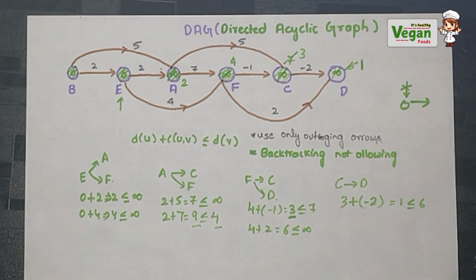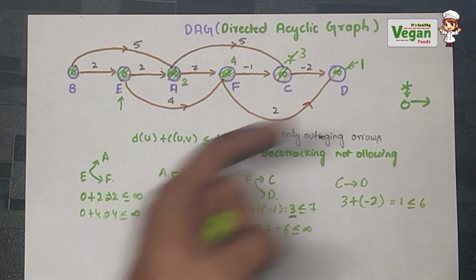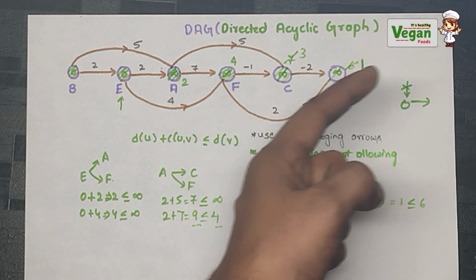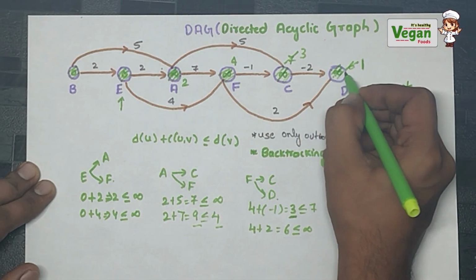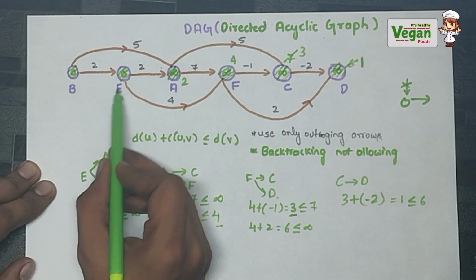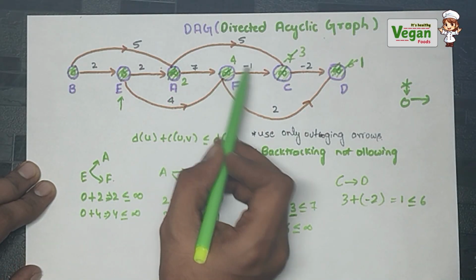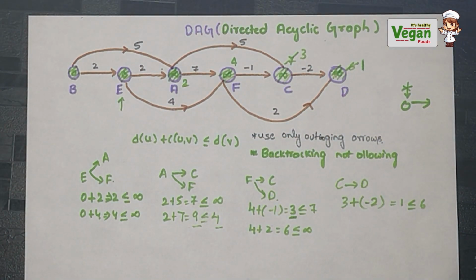Only the D node is left with us, and if you see the D node, there is no outgoing arrow. I said use only outgoing arrows, and there are no outgoing arrows from D. So we will stop the process here. What we got: E value is 0, B value is 0, A node value is 2, F node value is 4, C node value is 3, and D node value is 1. So we found every node's value. That is the shortest path value.